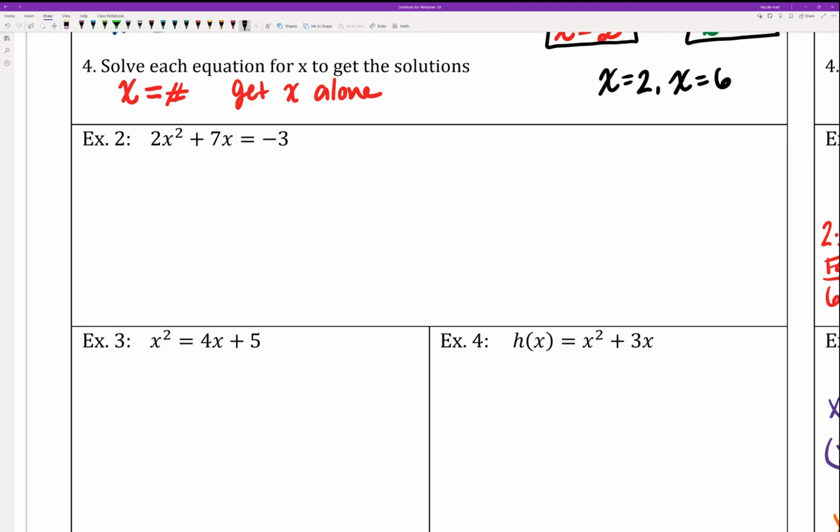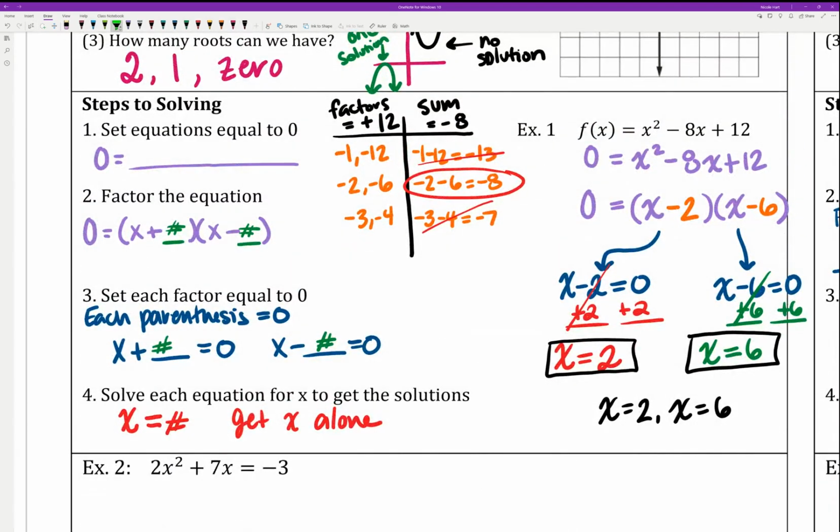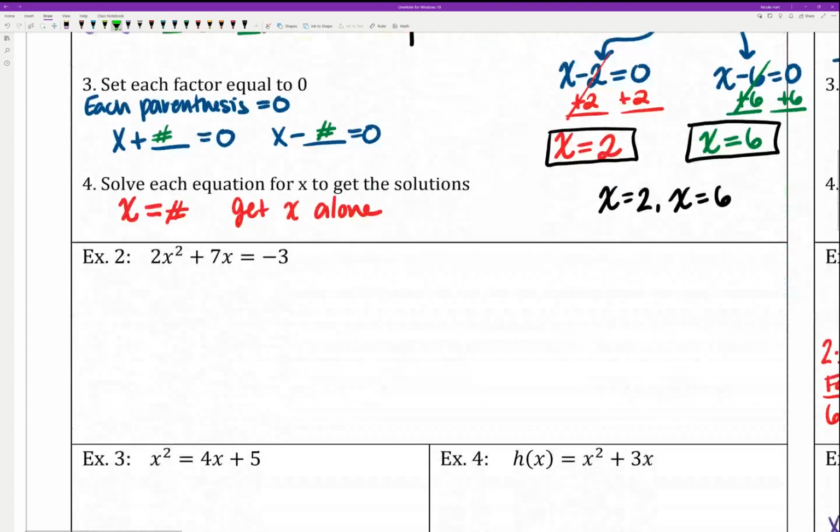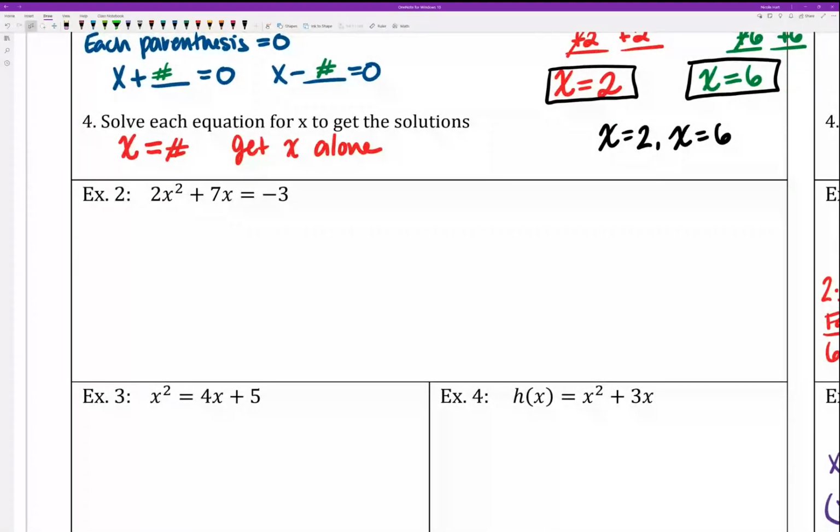To review our steps, the very first thing we need to have happen is we need to set our equation equal to 0, which in example 2, we are not set equal to 0. So that means I need to get that -3 that is on the right-hand side to move to the other side so the whole thing can be set equal to 0. In order to do that, I'm going to add 3 to both sides. And our equation will be rewritten as 2x squared plus 7x plus 3 equals 0. This is what I am looking for before I start factoring, is it has to be set equal to 0.